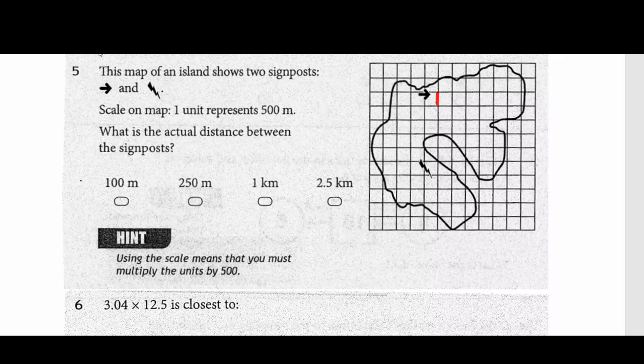So let's count them out. There's one, 1, 2, 3, 4, 5, 6. Okay, so I count 6 there. So it's going to be 500 times 6, which gives us, and we can type that into our calculator. So 500 times 6 is 3,000 meters.